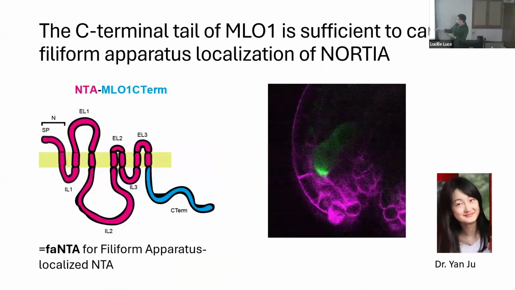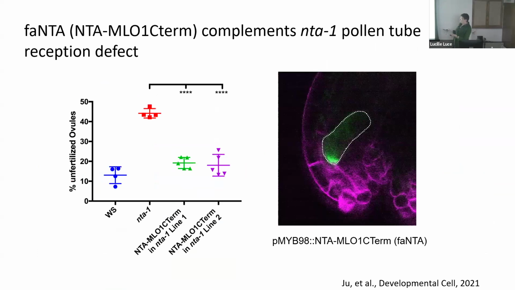So we did a bunch of domain swaps and we found that the C-terminal cytoplasmic tail was sufficient to make Nordia, a Nordia chimeric protein, accumulate mostly at the filiform apparatus. And then we tested whether this could complement the Nordia mutant phenotype, and it complements just fine. So I'm going to show a lot of these graphs. We have percent unfertilized ovules. Sometimes it will be percent ovules with pollen tube overgrowth. And we can see in Nordia in this experiment, it was about 40-some percent. And our Nordia-MLO1 was able to complement. So that meant it wasn't dangerous to have it there early. One hypothesis was maybe it's poisonous and it needs to stay out of that region until it's necessary. That did not seem to be the case.